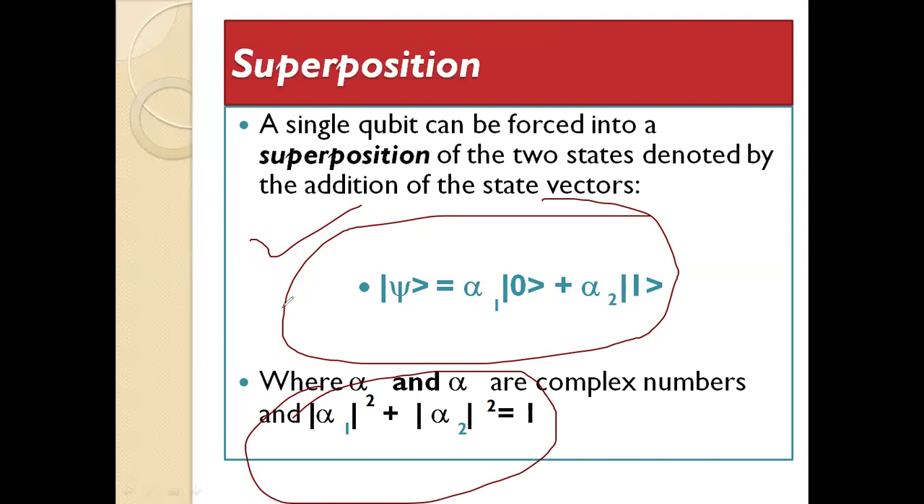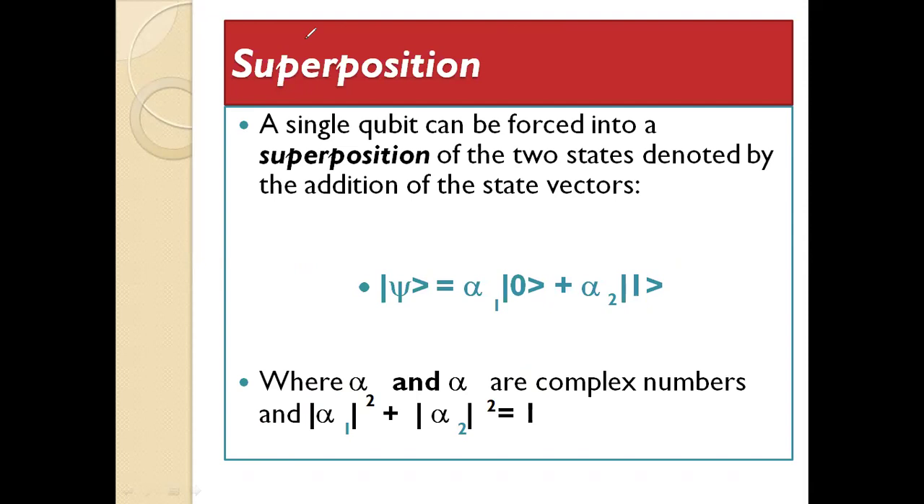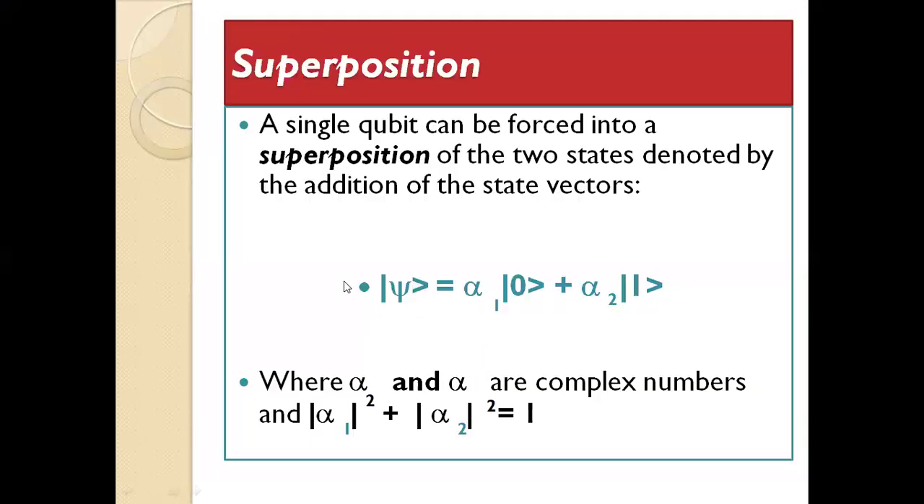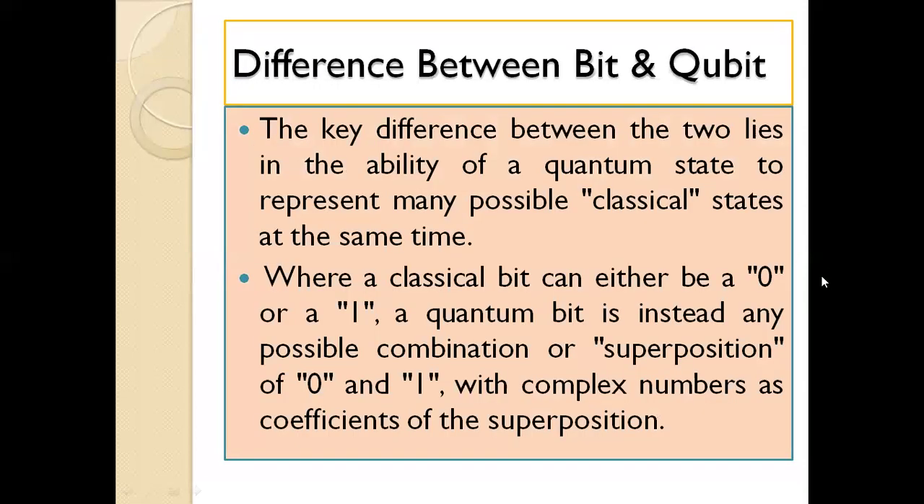Let me clear the drawing. Okay. Well, now let's come back to the main question that may be asked in any interview or exam. What is the difference between a bit and a qubit? The key difference lies in the ability of a quantum state to represent many possible classical states at the same time. Because of the superposition of 0 and 1, if you take different alpha 1 and alpha 2 values, you can have different combinations, different values, right? So any combination is possible.